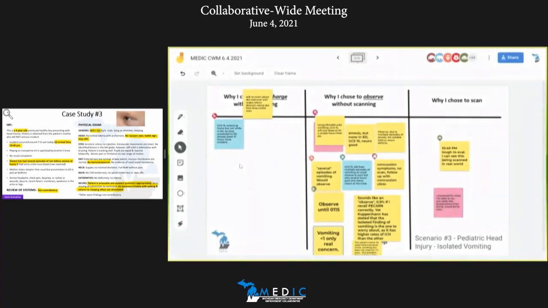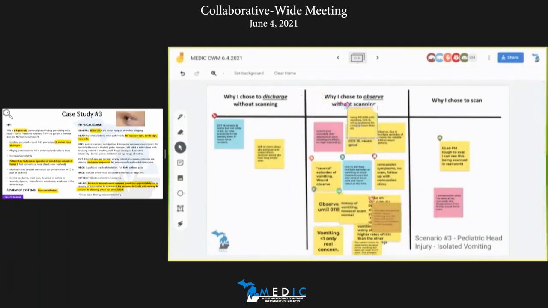How about the yellow sticky on that same one? I'm not sure if that goes in the right category. One of the ones on why they chose to scan is: 10:40 at night, tough to evaluate. I can see this being scanned in the real world. I want to comment on that because there are a lot of situations where sometimes children are just hard to evaluate at bedtime when they're already lethargic. But the point of this case is really to point out that we have some latitude in taking stock of the objective findings. If you have the latitude to observe, that's possible.